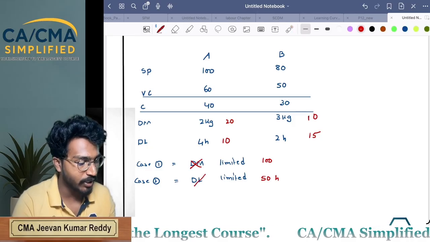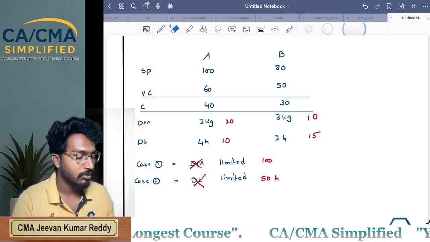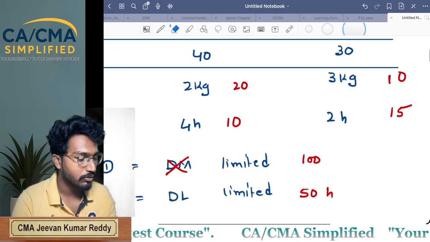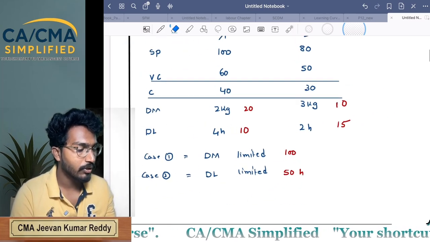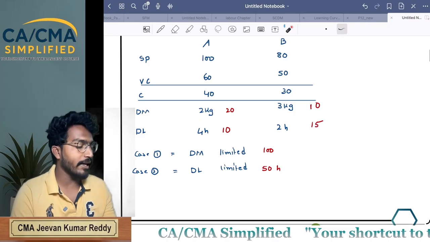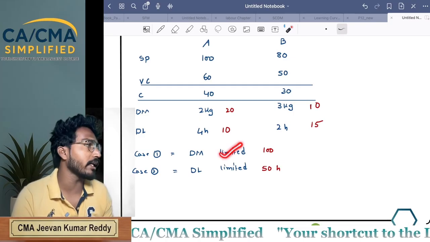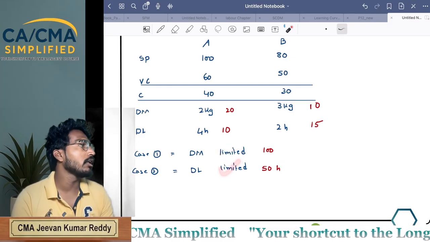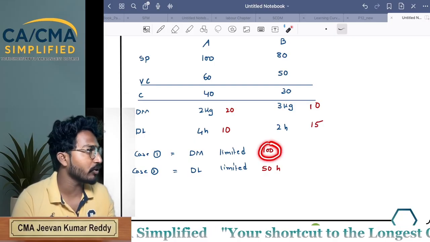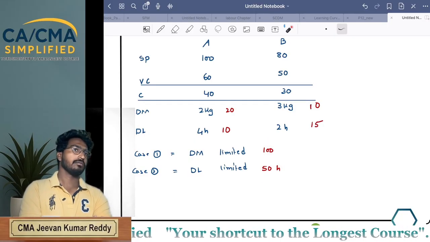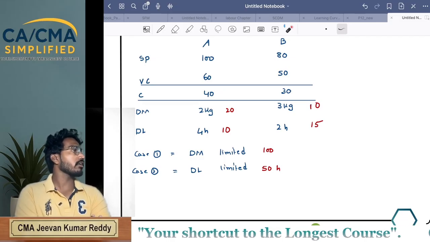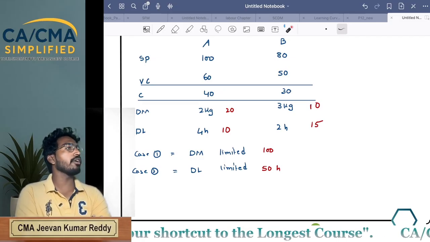Now tell me, direct material is limited as well as direct labor is also limited. Direct material is 100 kgs we have and direct labor is 50 hours we have. Now which product will you produce and how many units will you produce?